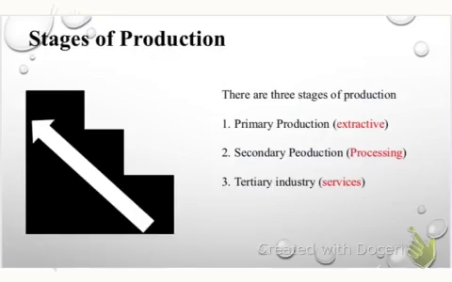Stages of production. There are three stages of production. The first one is the primary production, also known as the extractive industry. The second one is the secondary production, which is also known as the processing and the manufacturing industry. Then we have the services industry, which is the tertiary production.